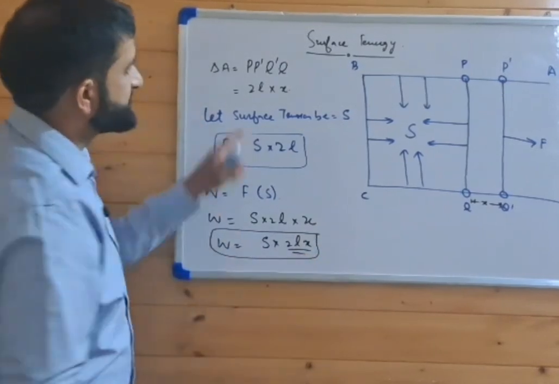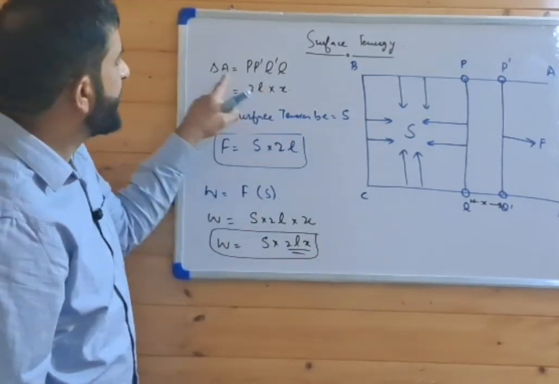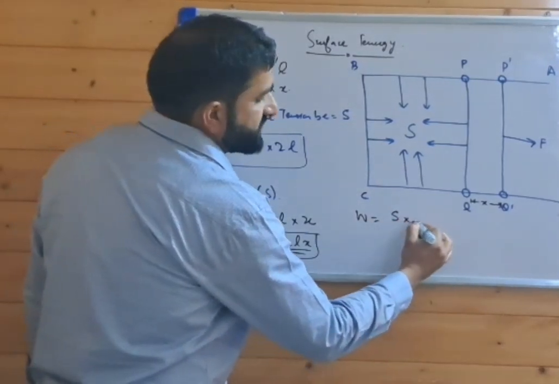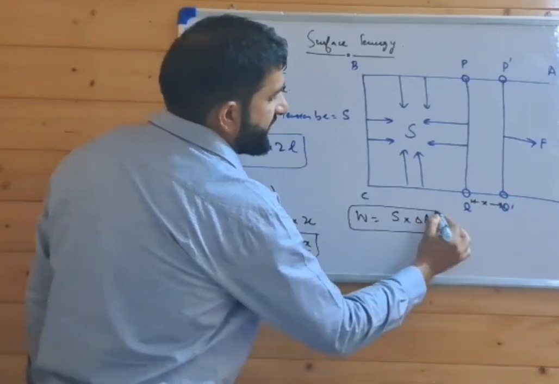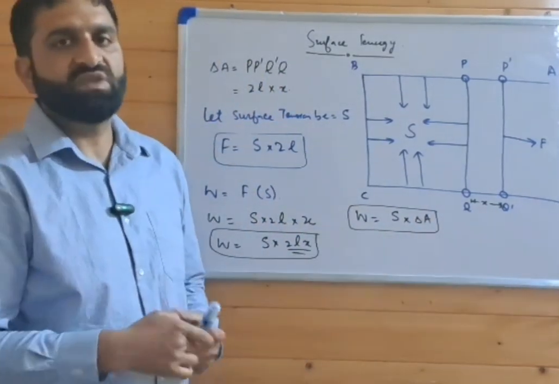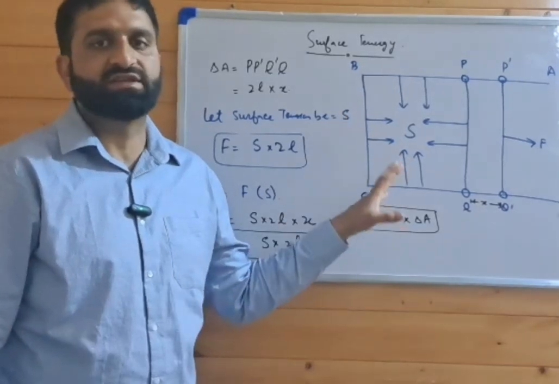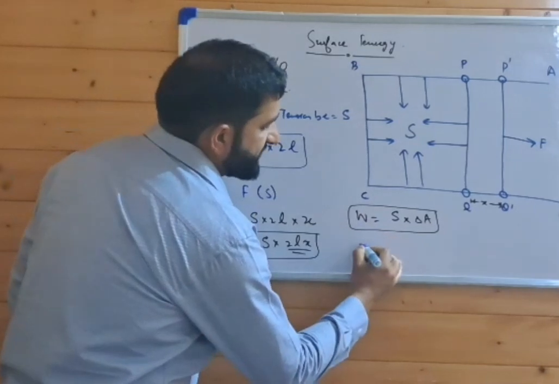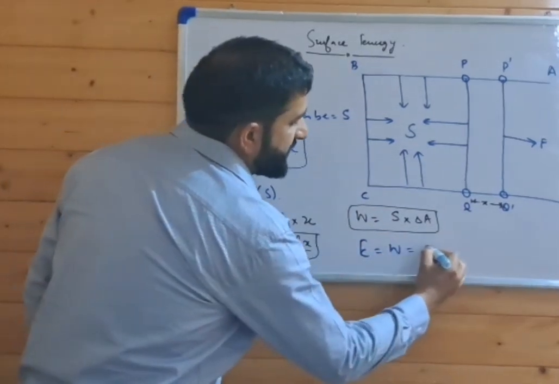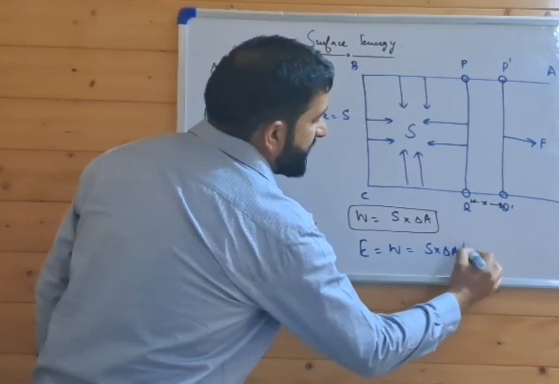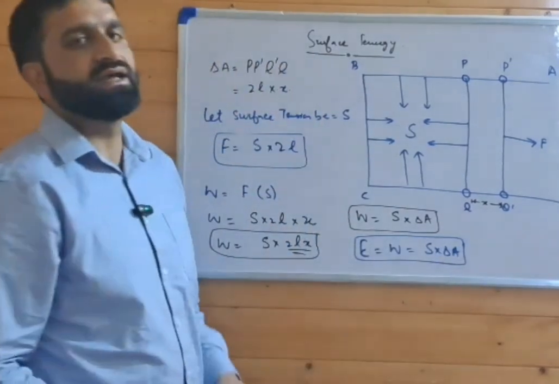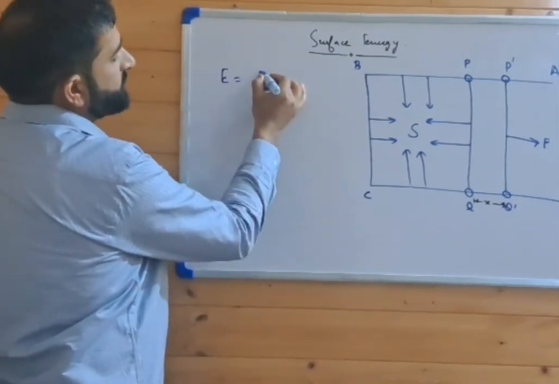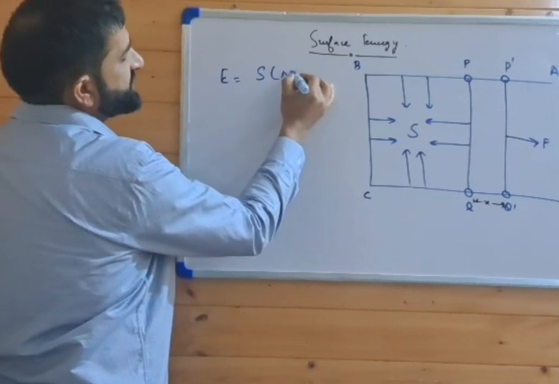Now, as already discussed, 2L into X is the change in area. So the work done is equal to S into delta A, that is, change in area. Now this work done is stored in the film as its potential energy, and that potential energy is called surface energy. So we have that this work done is equal to the surface energy, that is W equal to S into delta A, where S is the surface tension and delta A is the change in area of the film. The surface energy is equal to surface tension into the change in area.